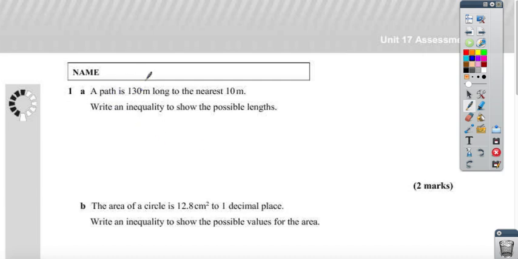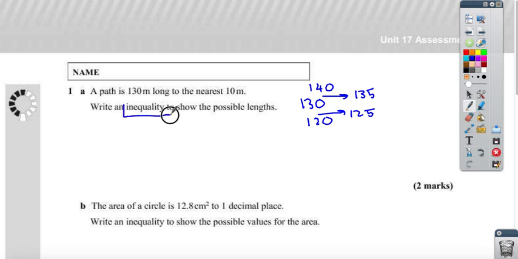Question 1. A path is 130 metres long to the nearest 10 metres. So you'd write 130. 10 metres above would be 140, and 10 metres below would be 120. But because it's to the nearest, it's the midpoint you're looking for. So the top value is 135, and the bottom value is 125.